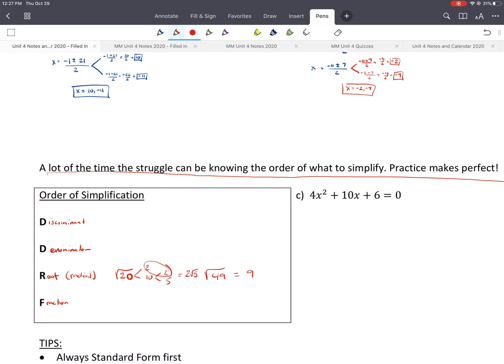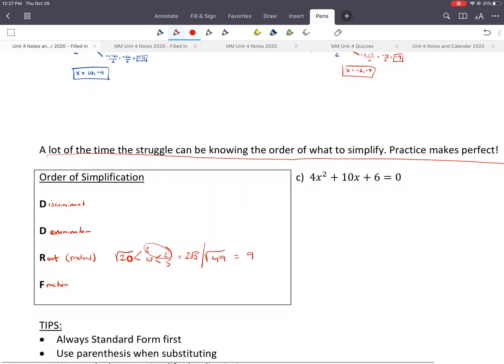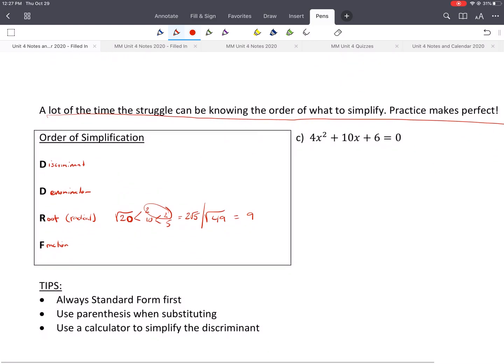So 2 square roots of 5. Okay, things like that you could run into. And then the fraction, we'll talk about the fraction. This one's kind of important. Okay, let's see if we can find one that does that.